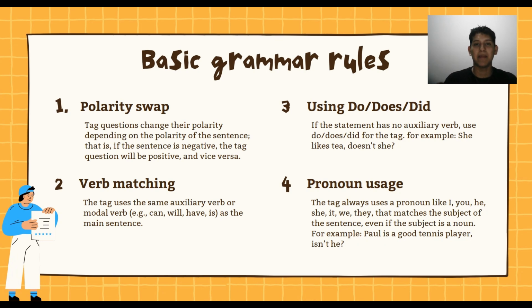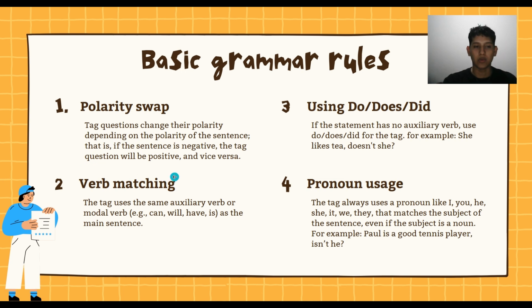Now we're going to see the basic grammar rules of the tag questions. The first rule, and the most important and basic, is the polarity swap, which is that tag questions change their polarity depending on the polarity of the sentence. That is, if the sentence is negative, the tag question will be positive and vice versa. We're going to expand a little more on this in the next slide.